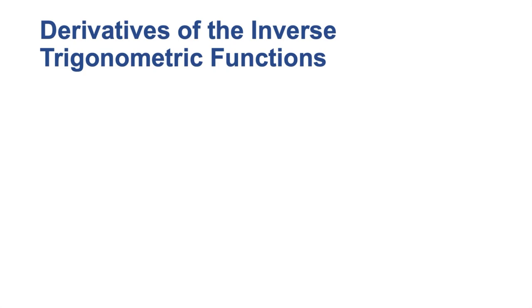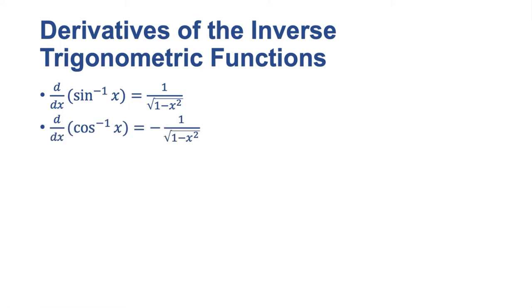Now, I'm just going to throw all of them out on the board. So we already talked about the derivative of the inverse sine, and that was 1 over the square root of 1 minus x squared. And we also have the derivative of the inverse cosine, which is negative 1 over the square root of 1 minus x squared. Be careful of that negative sign. And now the derivative of the inverse tangent is 1 over 1 plus x squared. We already talked about that.